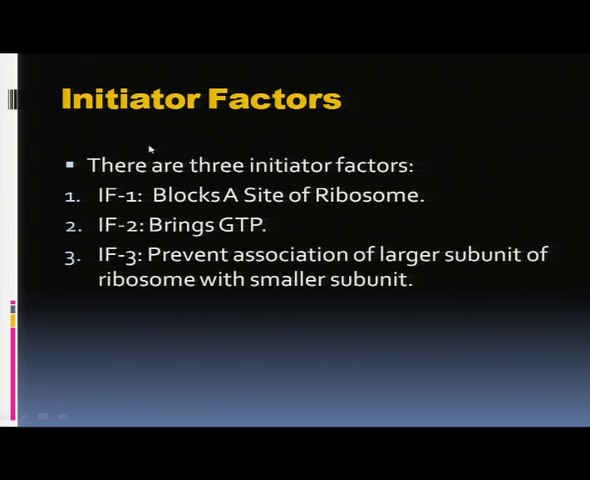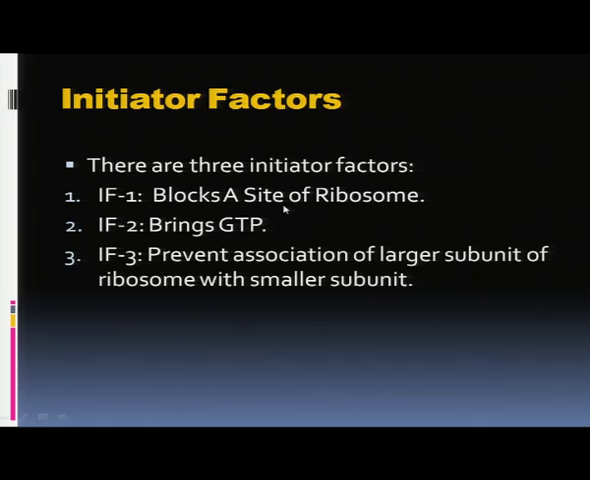Now, let us talk about initiation factors in case of prokaryotes. There are 3 initiation factors. The first one is IF1, second one is IF2 and third one is IF3. So, these are the 3 initiation factors which are involved in the initiation of protein synthesis in prokaryotes. Initiation factor 1 blocks the A site of the ribosome.